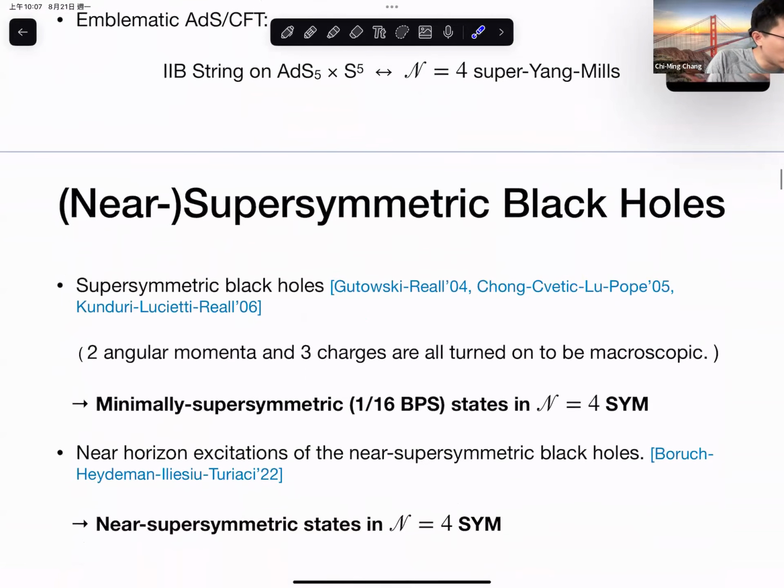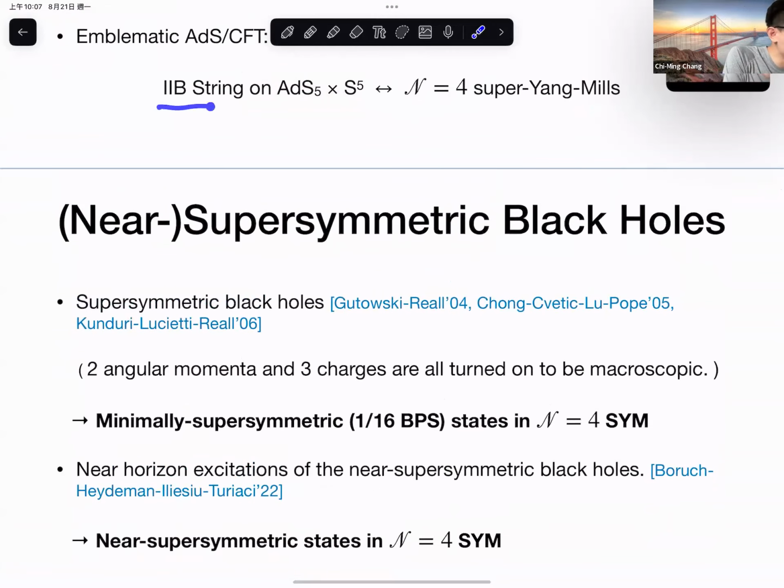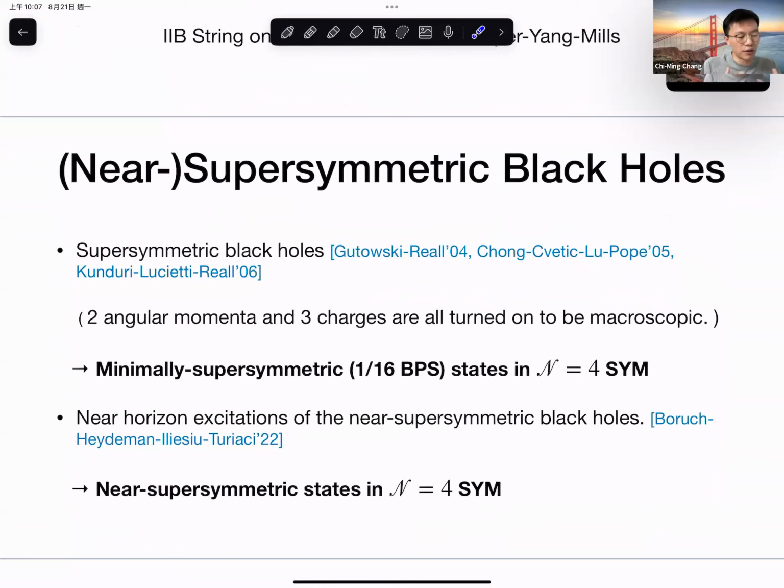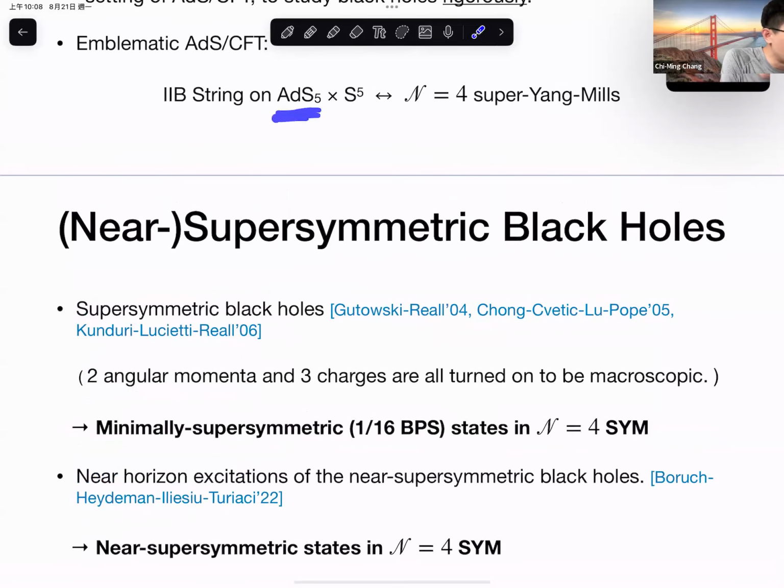Let me start by telling you something about black holes in type IIB string theory on AdS5 times S5. First, they are supersymmetric black holes, and because of supersymmetry, these black holes are the easiest ones to study, so we will pay a lot of attention to them. The particular property of these SUSY black holes is that they have two angular momenta, which generate rotation on AdS5, and also three R-charges, which generate rotation on S5. All these two angular momenta and three charges should be turned on for the black hole to have a large horizon. These supersymmetric black holes preserve minimal supersymmetry, which means they preserve two supercharges.